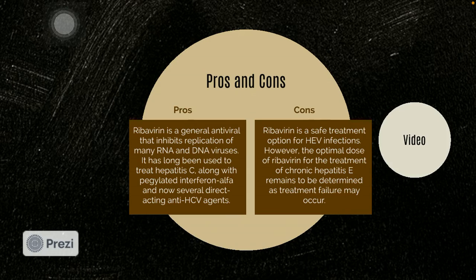Pros and cons. Pros. Ribavirin is a general antiviral that inhibits replication of many RNA and DNA viruses. It has long been used to treat hepatitis C, along with pegylated interferon alpha and now several direct-acting anti-HCV agents. Cons. Ribavirin is a safe treatment option for HIV infections. However, the optimal dose of ribavirin for the treatment of chronic hepatitis E remains to be determined, as treatment failure may occur.